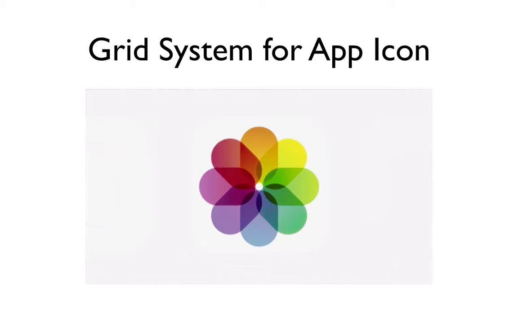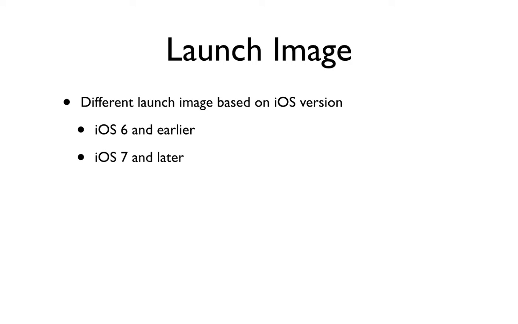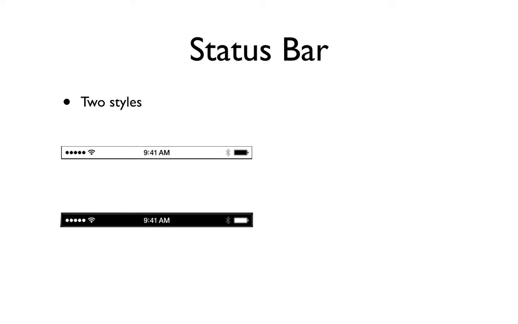Okay, and next is a launch image. I want to highlight one point: now we can specify different launch images based on iOS versions. You can have one for iOS 6, one for iOS 7, because the status bar changed, so maybe you want to have a different version. So speaking of the status bar, it's a very big change.